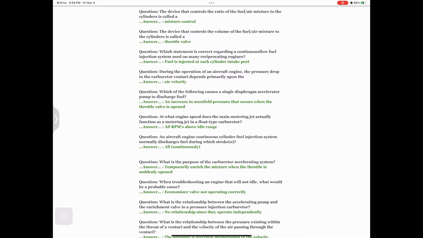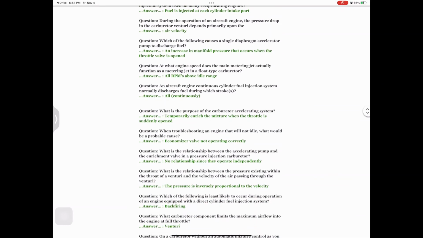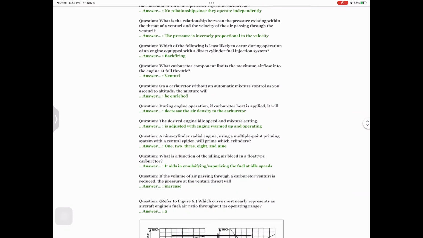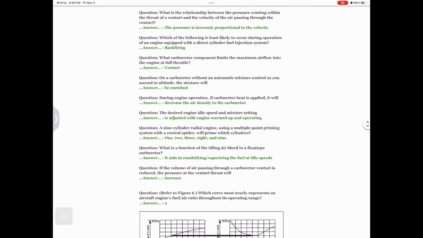Question: what is the relationship between the accelerating pump and the enrichment valve in a pressure injection carburetor? Answer: no relationship since they operate independently. Question: what is the relationship between the pressure existing within the throat of a venturi and the velocity of the air passing through the venturi? Answer: the pressure is inversely proportional to the velocity. Question: which of the following is least likely to occur during operation of an engine equipped with a direct cylinder fuel injection system? Answer: backfiring.